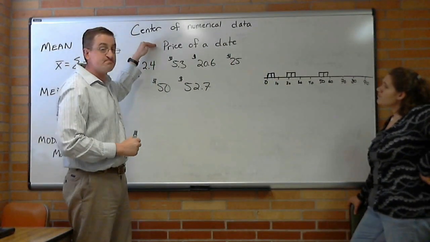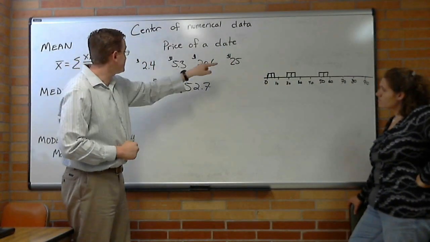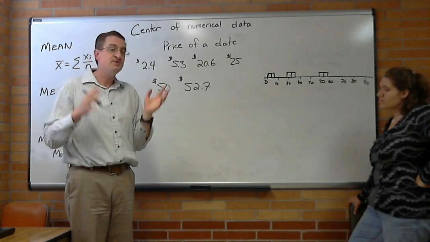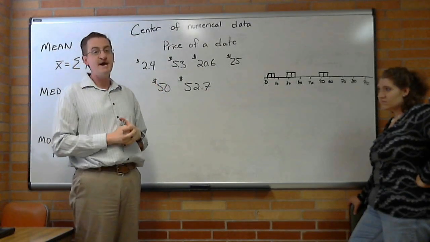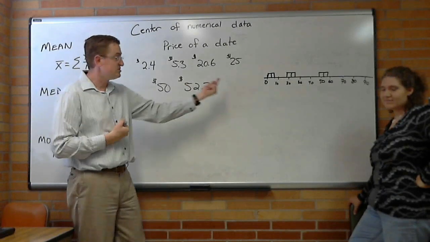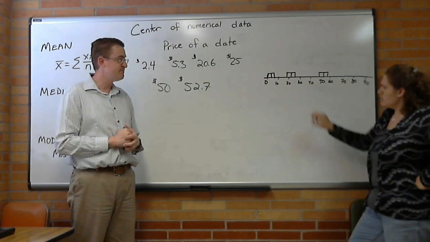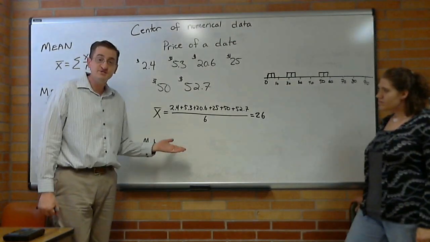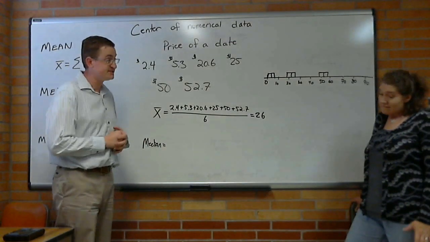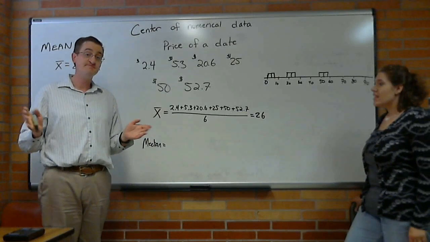We want to talk about the price of a date. So we randomly select 6 people and we say, when you went on your last date, how much did the date cost? Looking at this, Tisha, where do you think it would balance? She's saying maybe 25. Turns out the real answer is 26. Very close, nicely done. What would you say for the median?